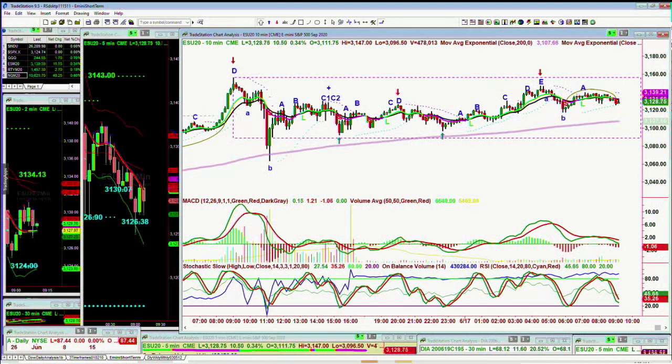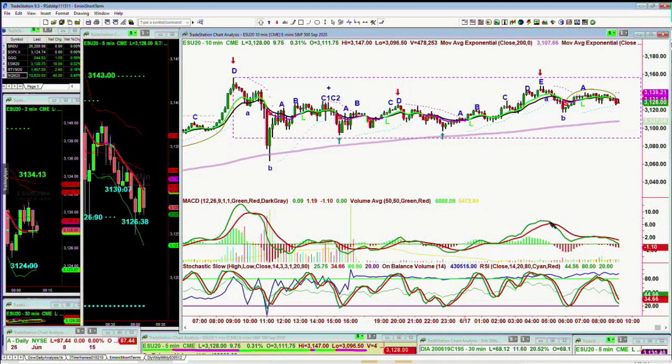I have an expression that says a rectangle pattern can last a lot longer than your patience. So look at the rectangle pattern until we break into the 3160s. That really is an upside breakout. And on the downside, we've got the 200-period moving average support at 3107. We're kind of stuck in this range.